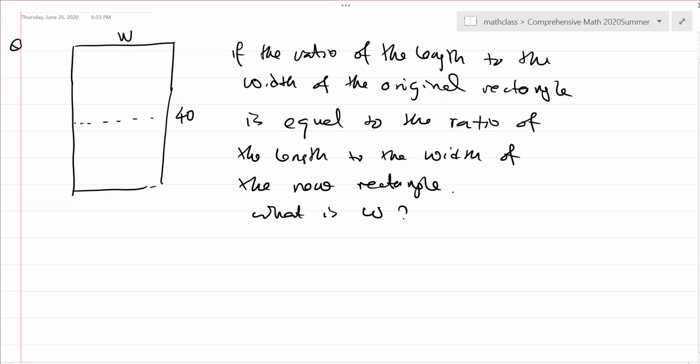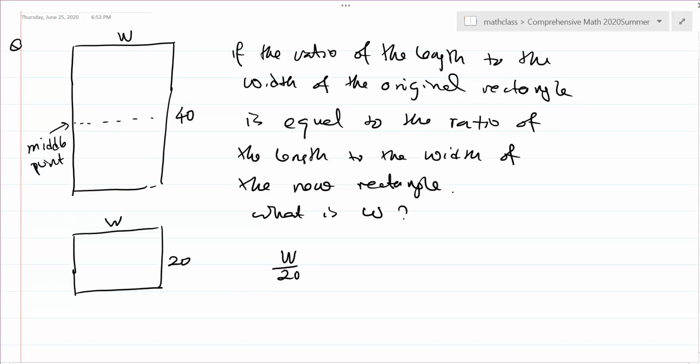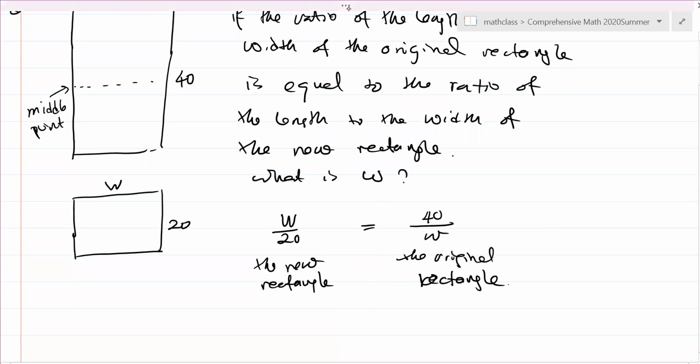I think if you understand this problem correctly, it's easy to figure out, because when you look at this, this is a middle point, we cut in the middle, right? So for the new rectangle, the width is going to be 20, it's fixed. The length is going to be W. So the ratio of the length to the width of this new rectangle should be equal to the length over the width of the original rectangle.